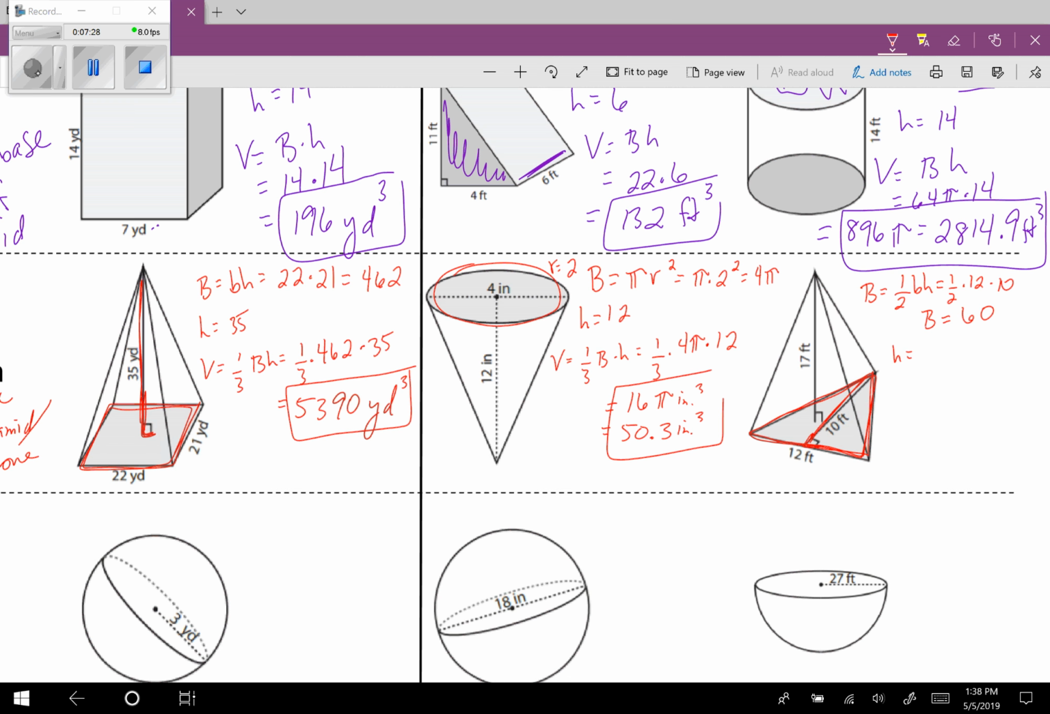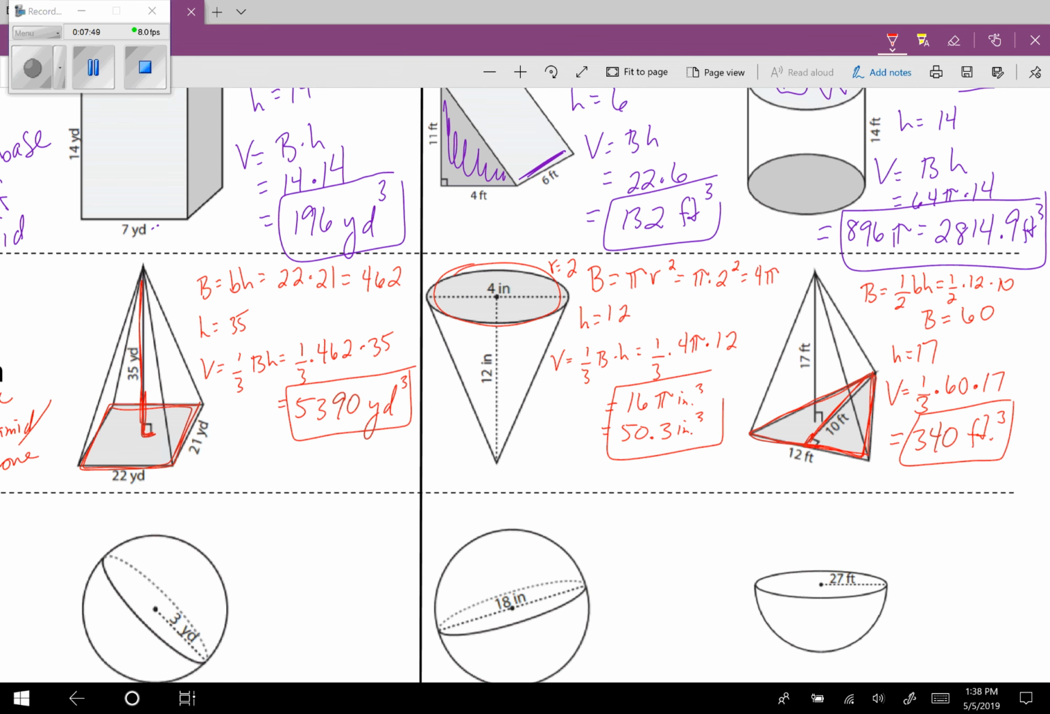Now the height of my actual pyramid is 17. So the volume is 1/3 times 60 times 17. So when you plug that in, you get 340 feet cubed.